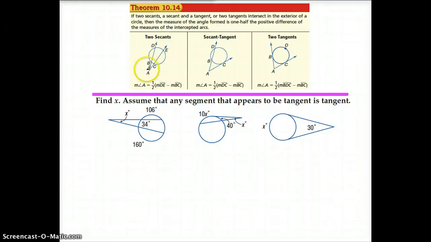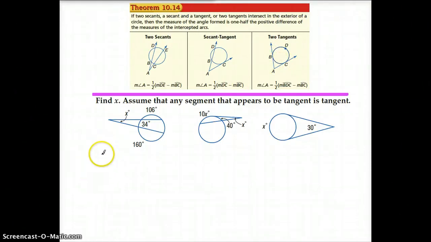It says the measure of angle A is 1/2 of this arc DE minus the little one BC. It's got to be the big one minus the little one to get a positive answer. Or in here, this angle A is equal to 1/2 the big arc DC minus the little arc BC. And over here, angle A is equal to 1/2 the big arc BDC, because that's a major arc, so we need 3 points again, minus the little arc BC. So let's look at this real quick.